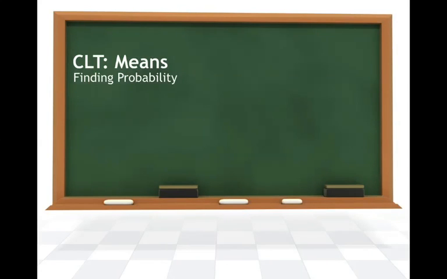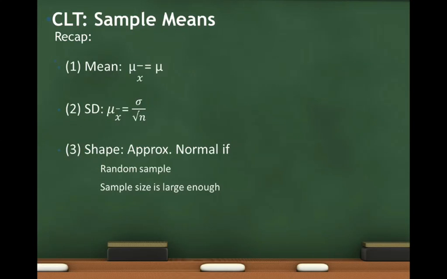Hi everyone, and so we're going to continue with the central limit theorem for means. And so the second part we're going to talk about is finding the probability. And so let's recap what we learned from the first video.